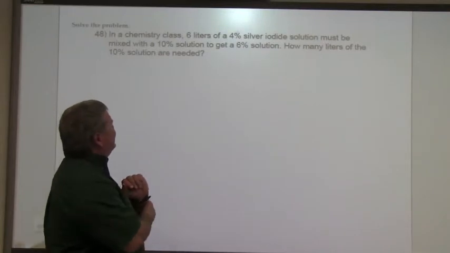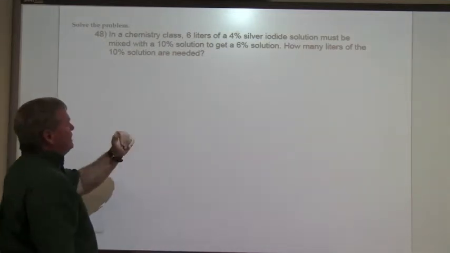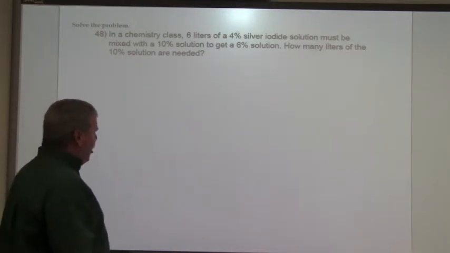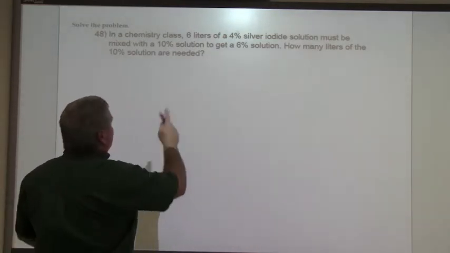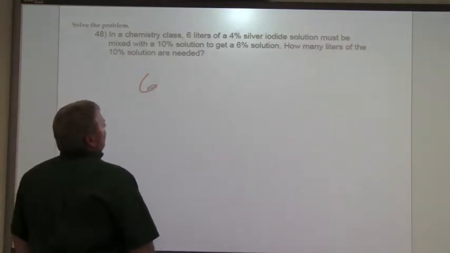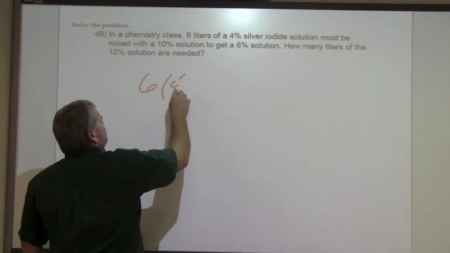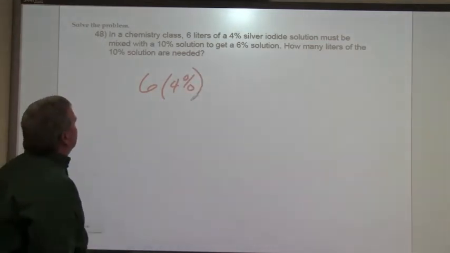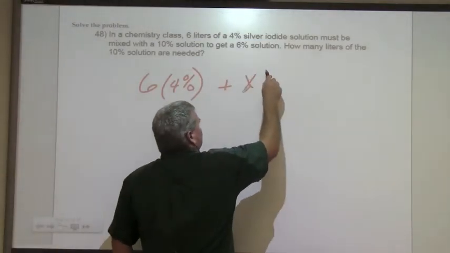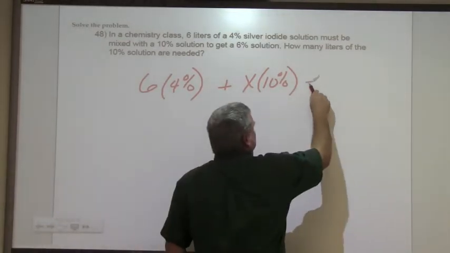In a chemistry class, 6 liters of a 4% silver iodine solution must be mixed with a 10% solution to get a 6% solution. How many liters of the 10% solution are needed? So in a chemistry class, we have 6 liters of a 4% silver iodine solution. So 6 liters of the 4%. It's going to be mixed with a 10% solution to get a 6% solution.